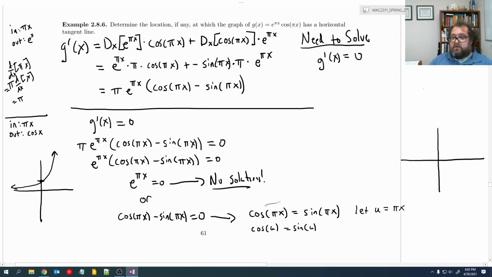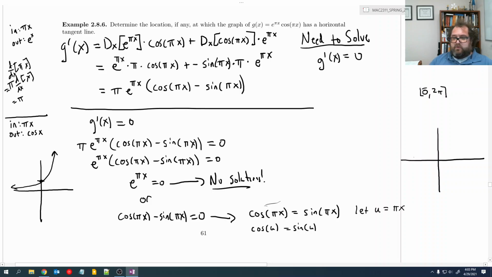So on 0 to pi, since that is pretty customary, 0 to pi. Otherwise, we're going to get an infinite number of solutions here. Okay.